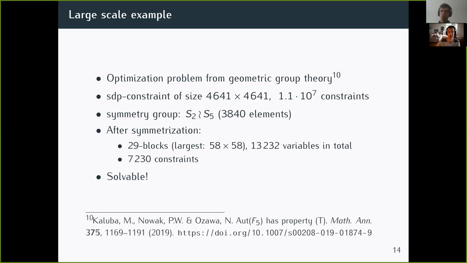What is most important here is that while the original problem, 4,600 times 4,600, is not solvable under any numerical solver, this one, the symmetrized one, was solvable to a very high accuracy. We solved it up to accuracy 1e-10.